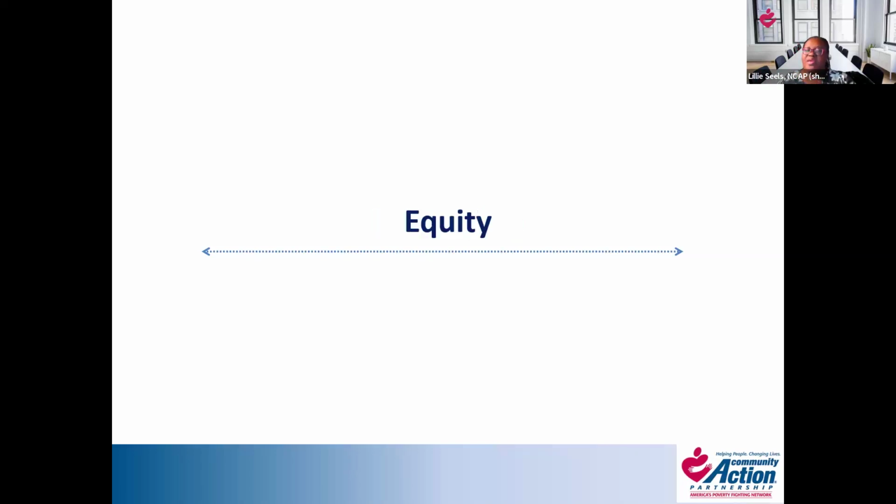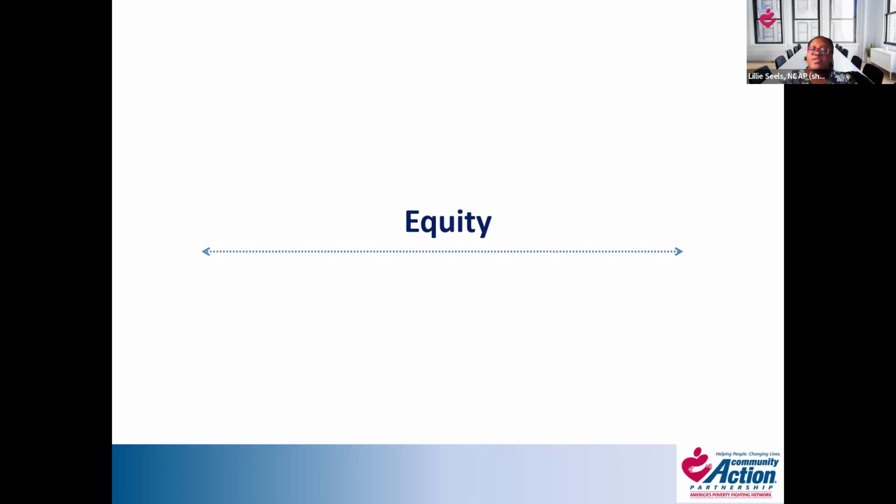Equity. We know that equity really means, if we really go back to the promise of community action, we want to ensure that we care about all people and that everyone has what they need, right? To thrive. That's really what we mean. So as we think about equity, we think about equity as it relates to each of the focus areas. We also think about equity maybe in a broad sense.